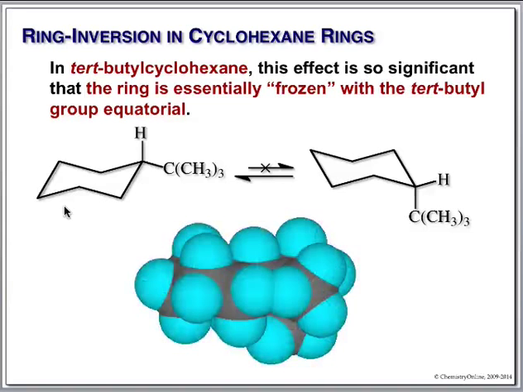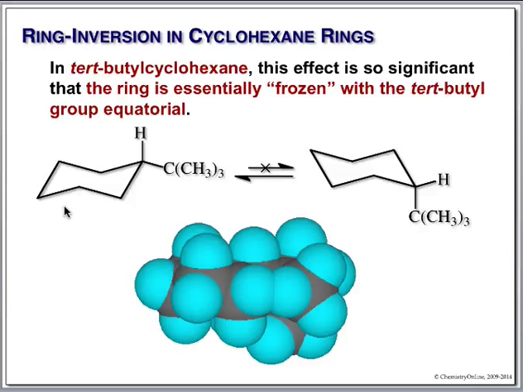Any questions? Yeah. All right. So for it to be most stable, whenever you have a methyl or tert-butyl or a halogen, it always wants to be equatorial. That's right. If you have more than one substituent, the most stable conformation will have the most equatorial groups.